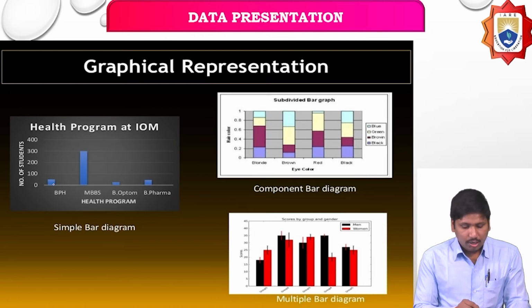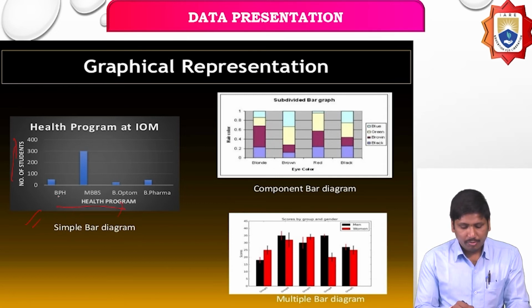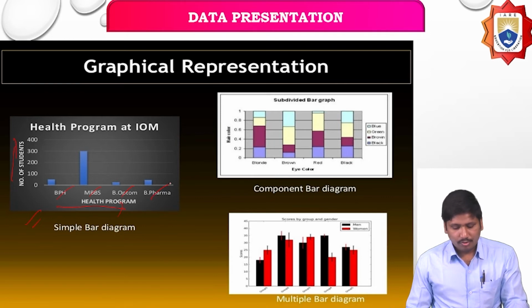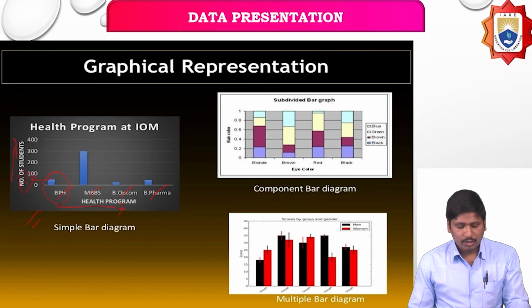See here, on the left side, the number of students is represented on the y-axis, and the health programs are represented on the x-axis, like BPH, MBBS, optometry, and B pharmacy, in a simple bar diagram. By seeing this graph you can identify the number of students who took BPH. It lies between 0 and 100, so let it be 50. So 50 is the number of students studying BPH.